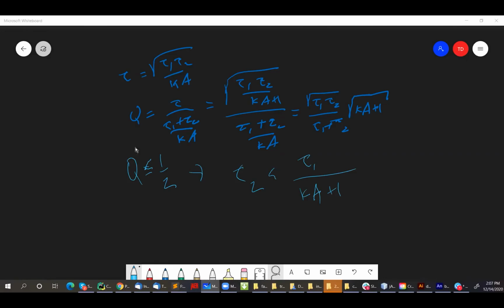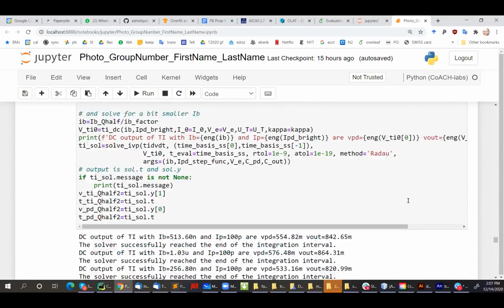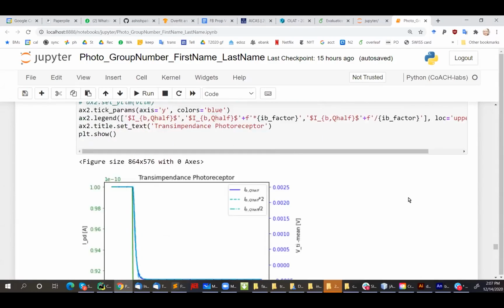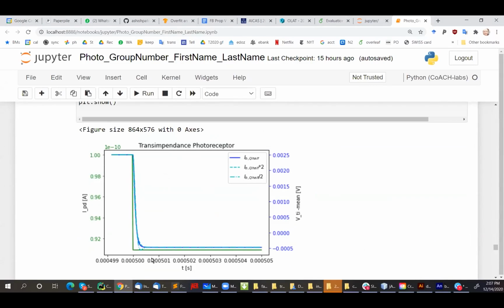So the stable response, Q equals 1/2, meant that you had to make the output time constant of the transimpedance photoreceptor smaller than the photodiode time constant by a factor of the loop gain plus 1. And the problem is that when we tried to show that, we would continually get the condition that it wouldn't be stable. Instead of making a nice response that looks like this to the step, it would overshoot and ring a bunch of times. And we couldn't figure out why.